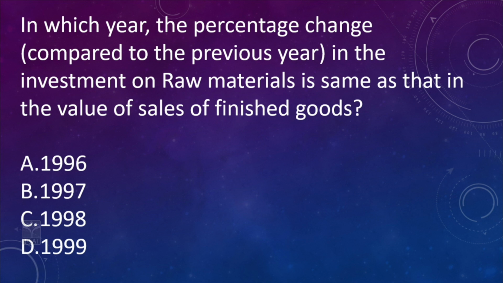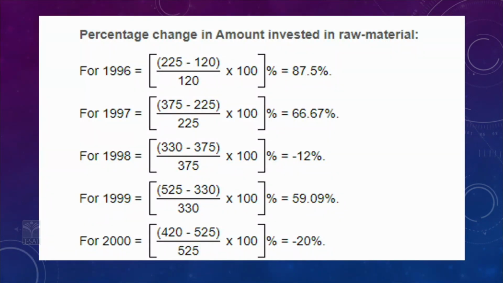In which year is the percentage change compared to the previous year in the investment on raw material the same as that of the value of sales of finished goods? In which year? Now, we will see how we are going to calculate. In 1996, 225 is the amount and 120 is the previous one.